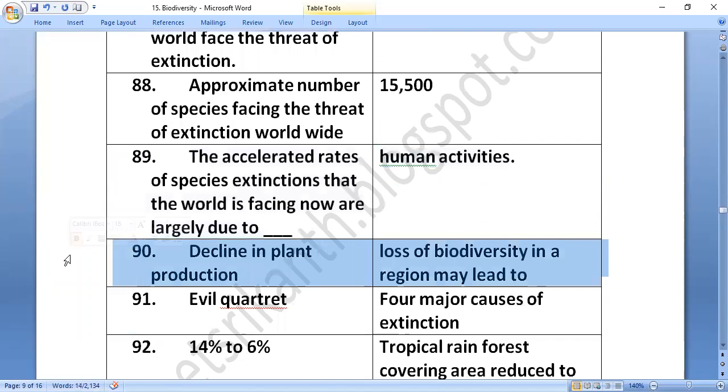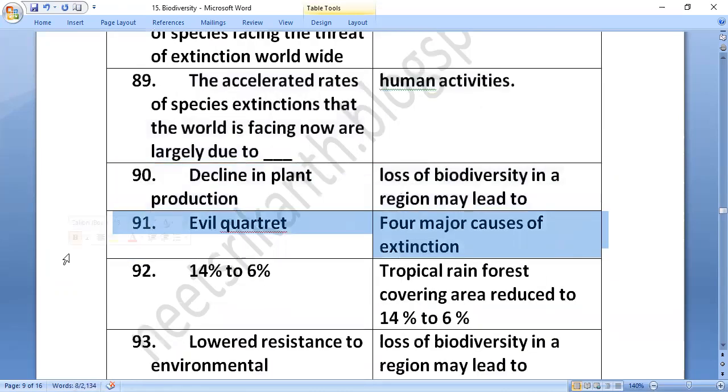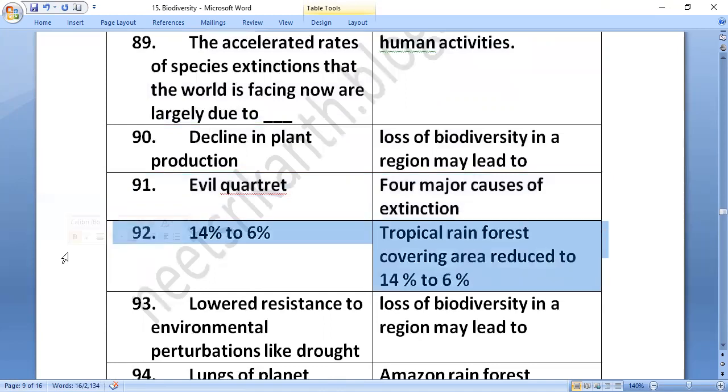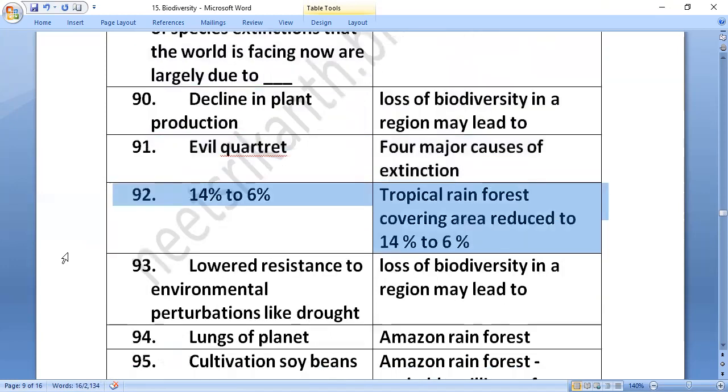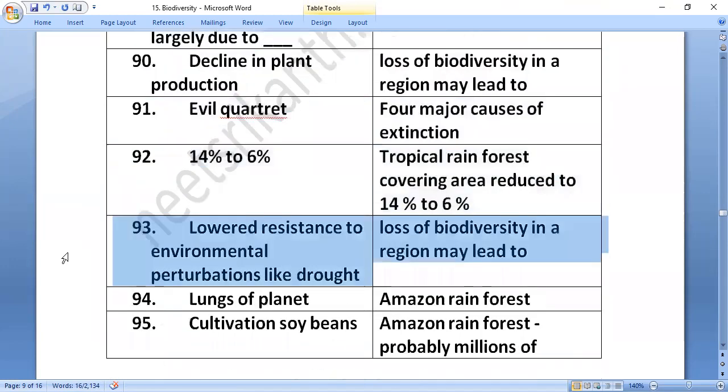Loss of biodiversity in a region may lead to a decline in plant production. The four major causes of extinction are called the evil quartet. Tropical rainforest covering area reduced from 14% to 6%. Loss of biodiversity may also lead to lowered resistance to environmental perturbations like drought.